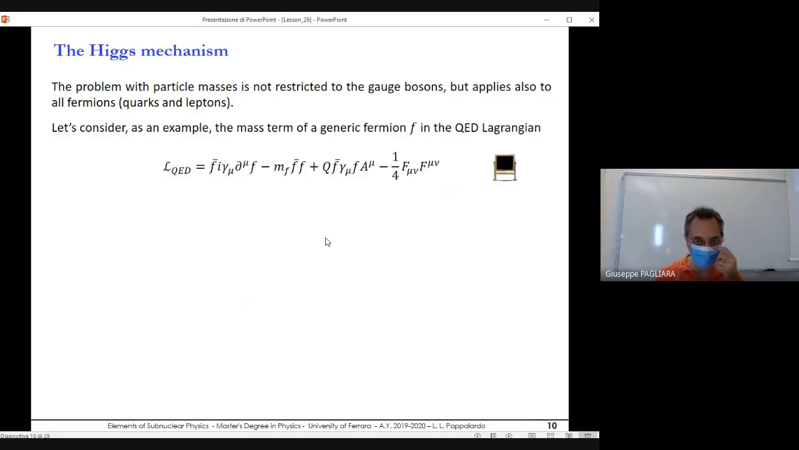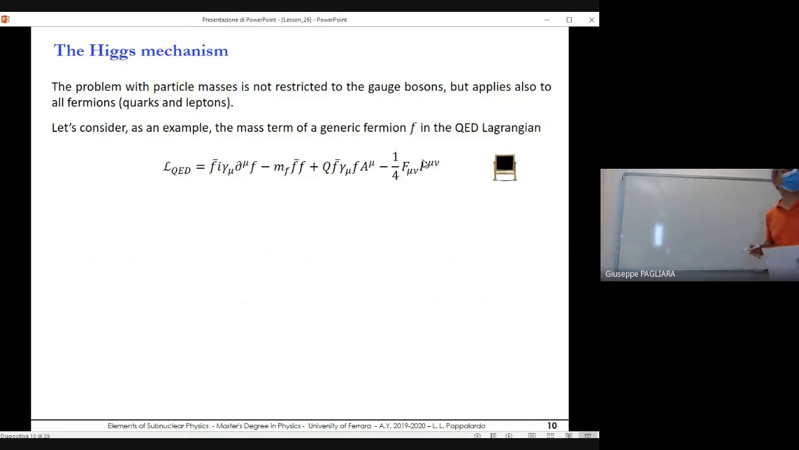So let me make some simple considerations here. Let's consider as an example the mass term for a generic fermion in the QED Lagrangian. So this is the QED Lagrangian that we derived a long time ago, now for a generic fermion. Okay? So we have the kinetic term, the mass term for the fermion, the interaction term of the fermion with the photon field, and then the kinetic term of the photon. Now, let me make a short derivation.